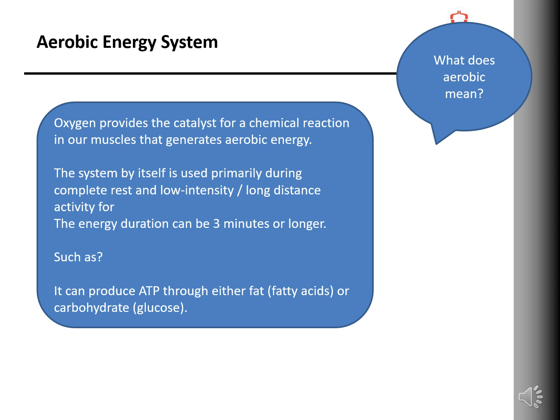Okay, so the aerobic energy system then. Oxygen provides the catalyst for this aerobic system because we're generating aerobic energy. The system is primarily used during complete rest or low intensity long distance activities, and the energy duration can be 3 minutes or longer. So any activity that lasts 3 minutes or longer will use this energy system. It can produce ATP through either fat or carbohydrates.